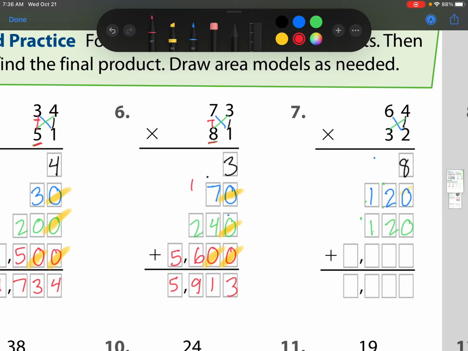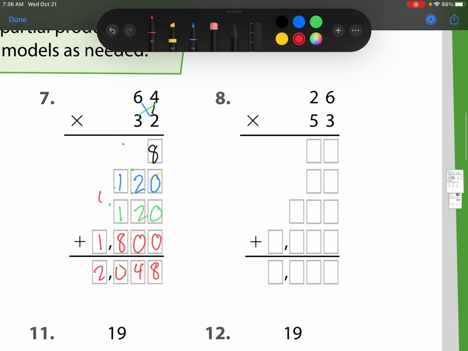And lastly, we have 30 times 60. Well, 30 has a 0 because it's in the tens place value. 60 has a 0 because it's in the tens place value. So now I just have my basic math fact of 3 times 6, which is 18. We can add them up. And what do we get? We get 2,048.